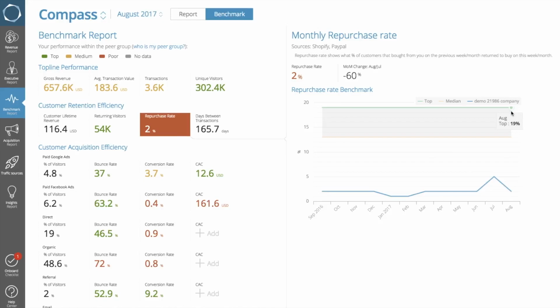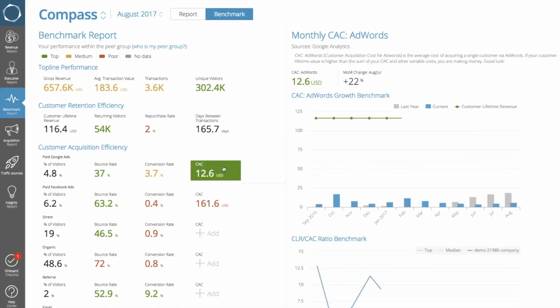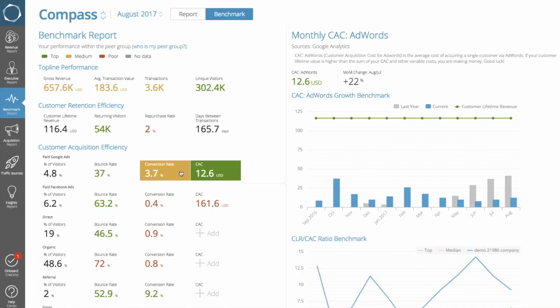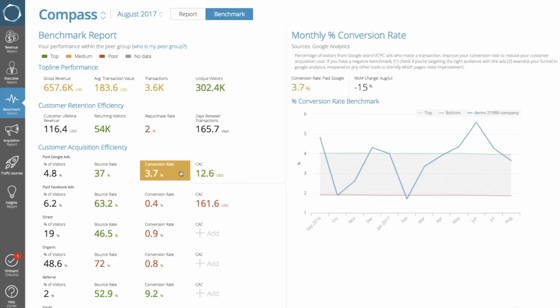They may want to consider something like loyalty programs or subscriptions to help boost not only repurchase rate, but customer lifetime revenue. And if we look at the customer acquisition cost, a vital metric, we can see that for this channel, paid Google ads, it's costing $12.60 for this month to acquire a customer. However, the customer lifetime revenue is $116, meaning it's a highly profitable channel. However, their conversion rate is only average.